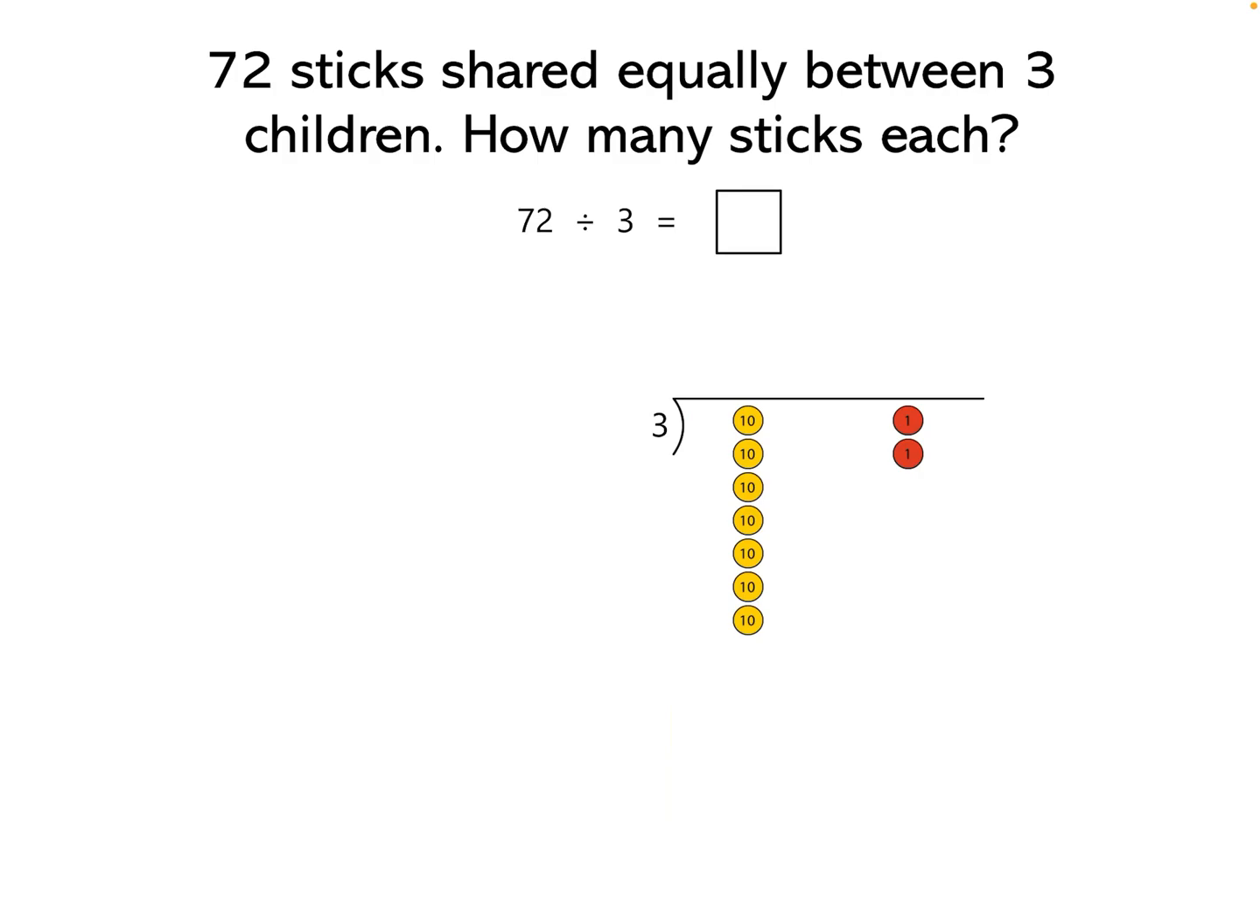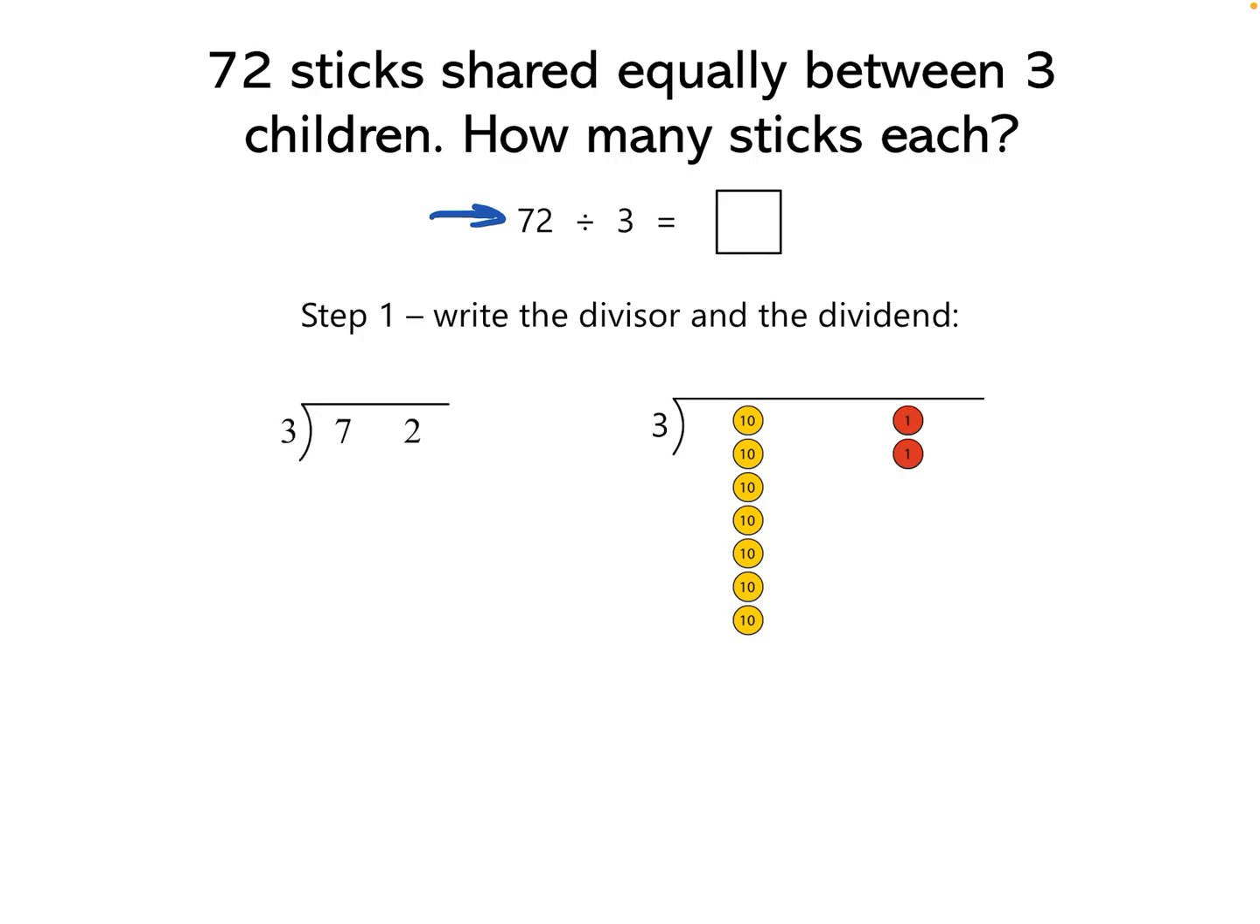So we've got another question here. We have 72 sticks shared equally between 3 children. How many sticks each? So think about our steps. We've got our calculation here: 72 divided by 3 equals. I've taken the liberty of drawing out the grid. See if you can write that out using a short written method.